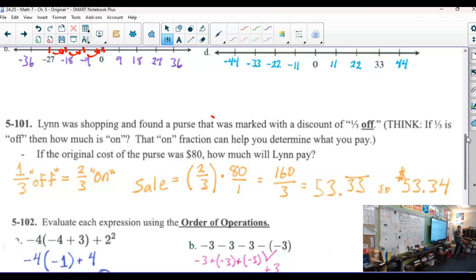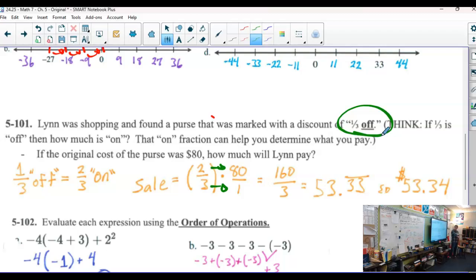If it's a third off, how much is on? Just anybody. When we're going over homework, it's just volunteers. 2/3. So if it's a third off, it's 2/3 on. So I could multiply by 2/3 if I go numerator, numerator, denominator, denominator, and then I do my division, that's what I pay. Or, if it's a third off, how can I figure out a third of 80?